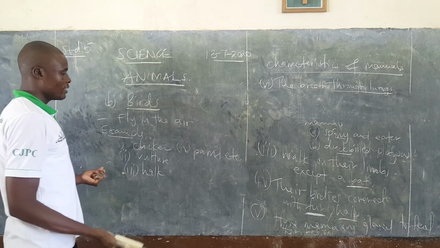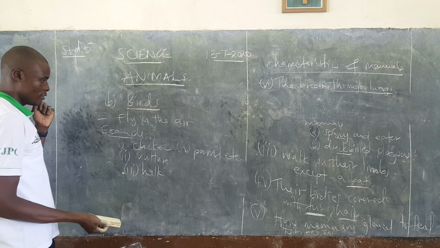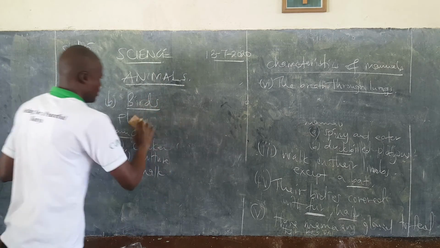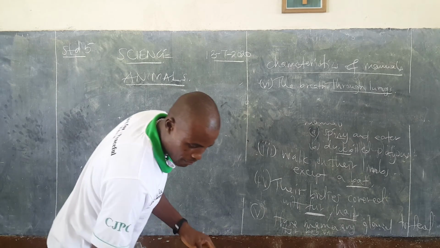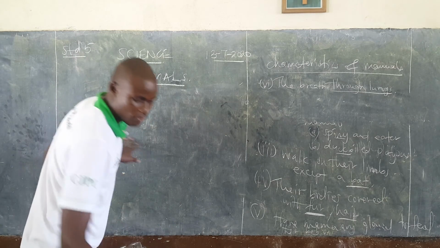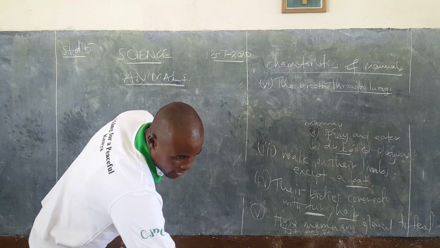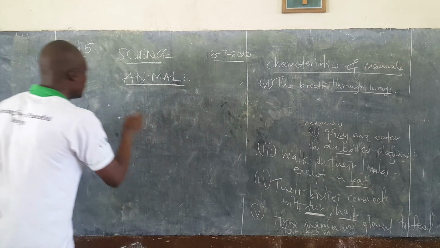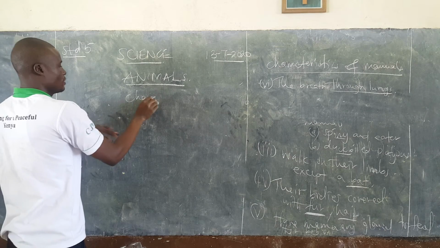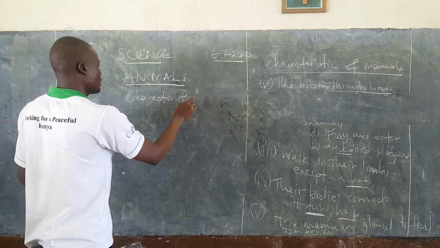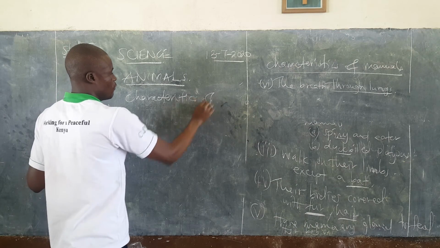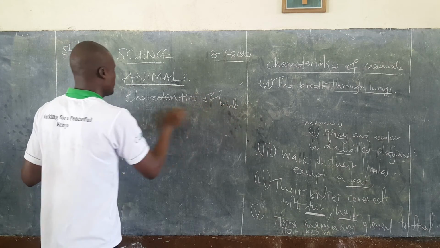The biggest bird in the jungle, we also have, how do you call it? We also have birds like ostrich. Those are very good examples of birds. Penguin and the rest. So let's go to the characteristics of birds. We can stop there.